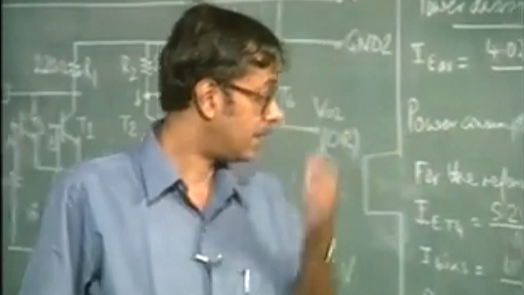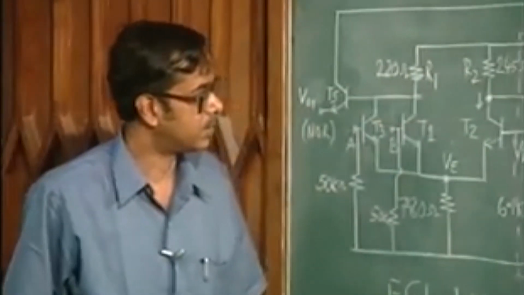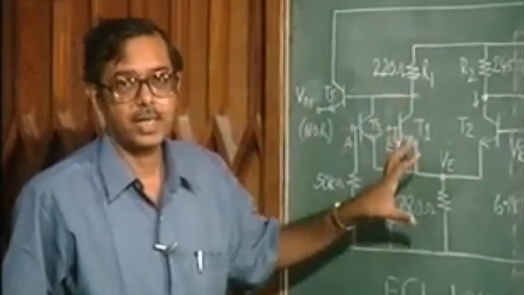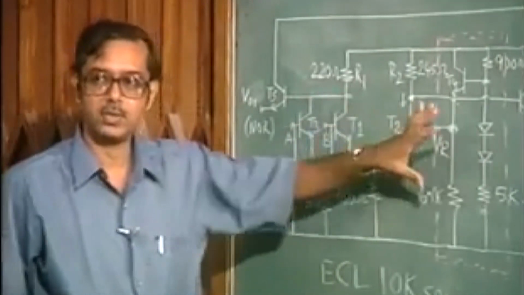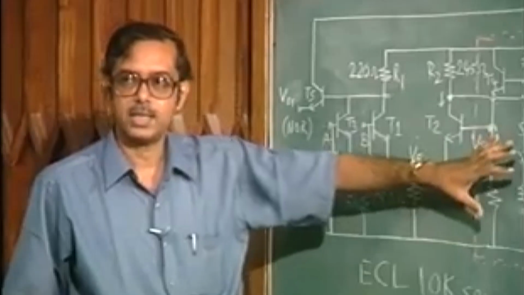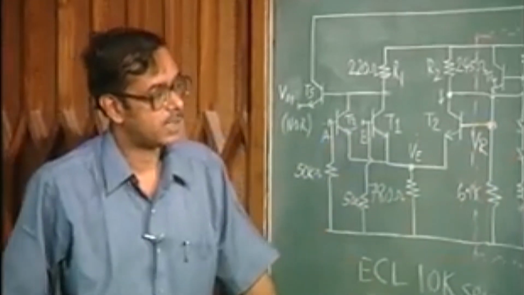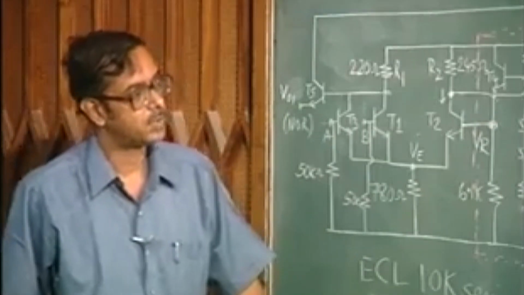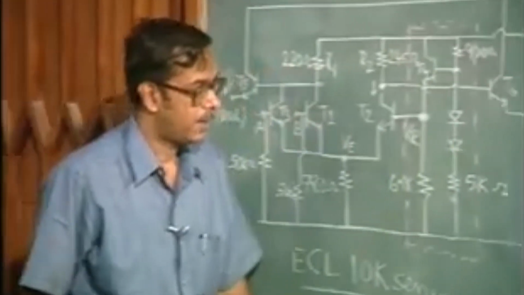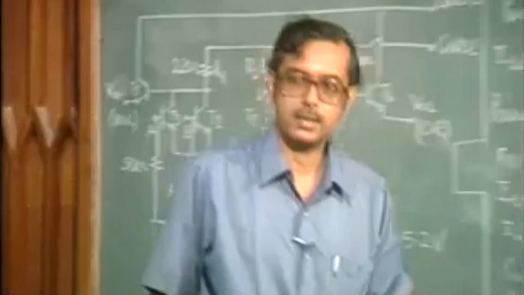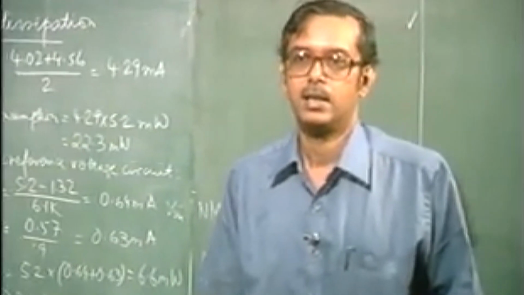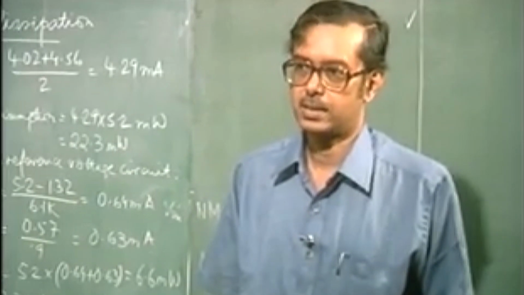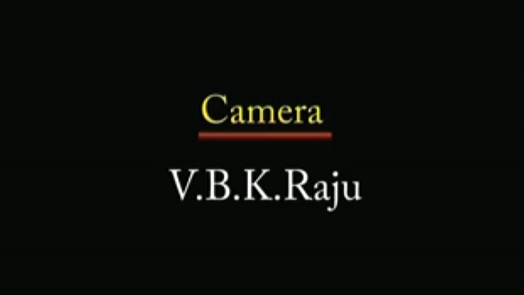So, I think we shall stop here today. What we have seen today is we have analyzed this particular circuit, which is the 10K series. We have looked at the input output characteristics of an ECL gate, as well as the noise margins and the power dissipation. Of course, the problem is power dissipation, which is quite large. The next class what we shall take up is the next series of ECL gates, and we shall also see the efforts being made to improve the characteristics further. Thank you.